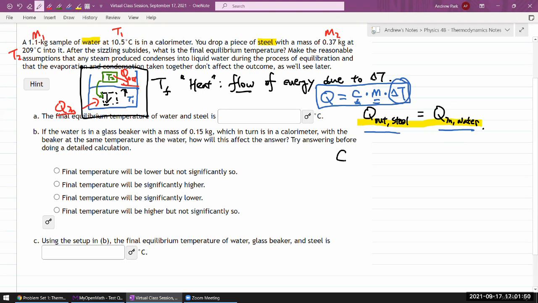So there should be some specific heat capacity of steel that I can look up later, times mass of steel. I've been given that, M2, times, and I need to write out the change of temperature. And here I'm going to do something that's a little bit unusual, and something that you do have to be careful about. So normally, most of the times when we say things like delta T, most of the time what we mean is T final minus T initial.